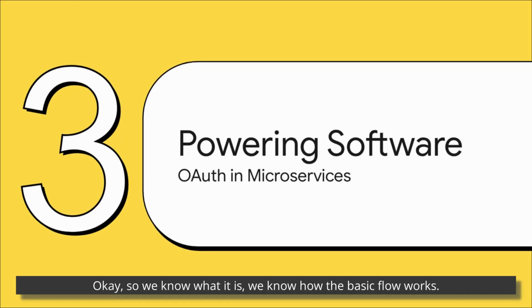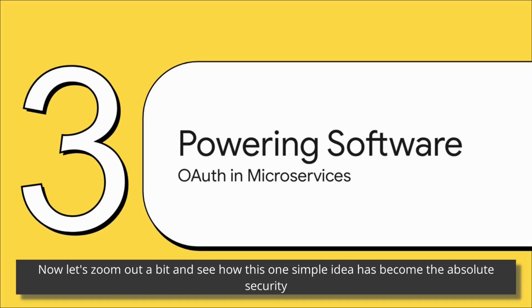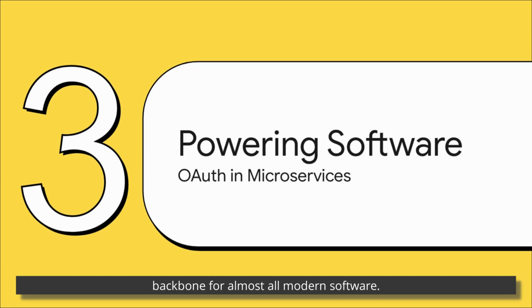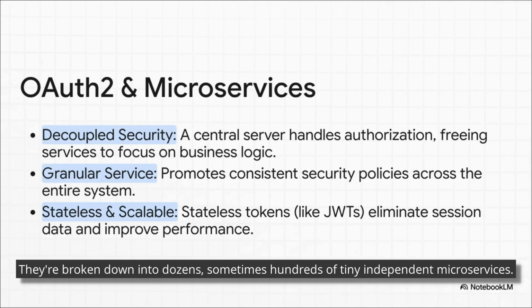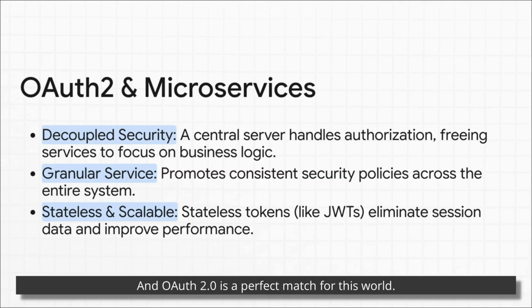Okay, so we know what it is, we know how the basic flow works. Now let's zoom out a bit and see how this one simple idea has become the absolute security backbone for almost all modern software. These days, big applications are built like Legos. They're broken down into dozens, sometimes hundreds of tiny independent microservices. And OAuth 2 is a perfect match for this world.